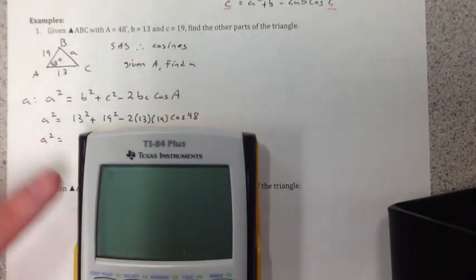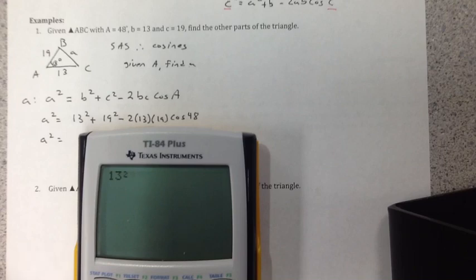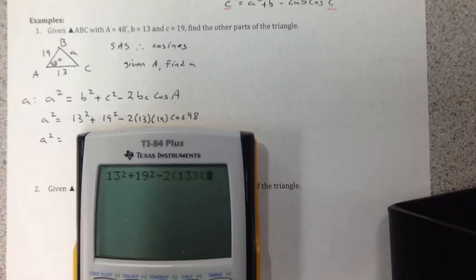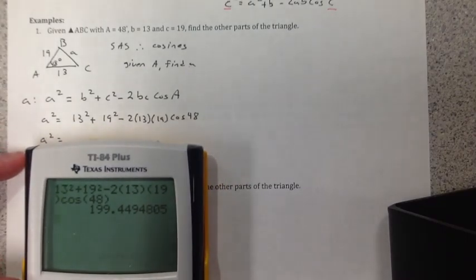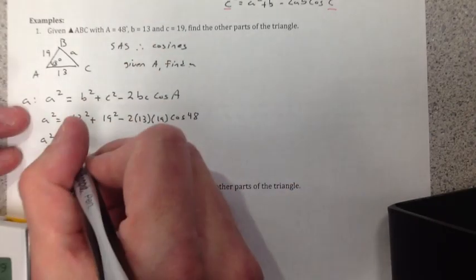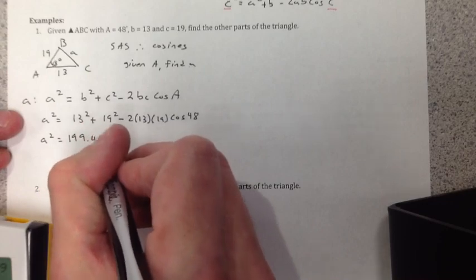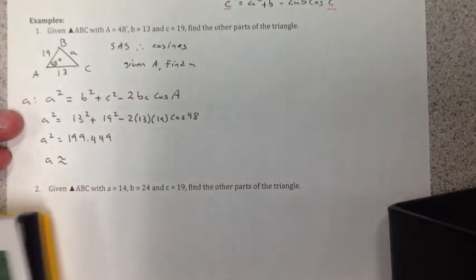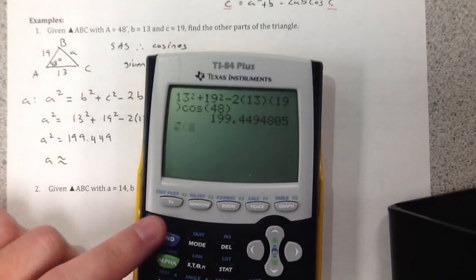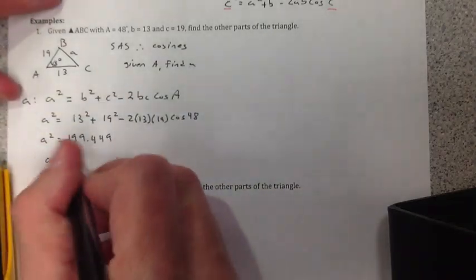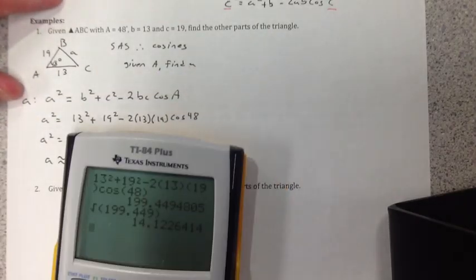So it's going to go 13 squared plus 19 squared minus 2 times 13 times 19 times the cosine of 48. Be careful of your parentheses, and that's going to give me 199.449. Now remember, that is a squared. To get a, we just take its square root. The square root of 199.449 gives us 14.12.